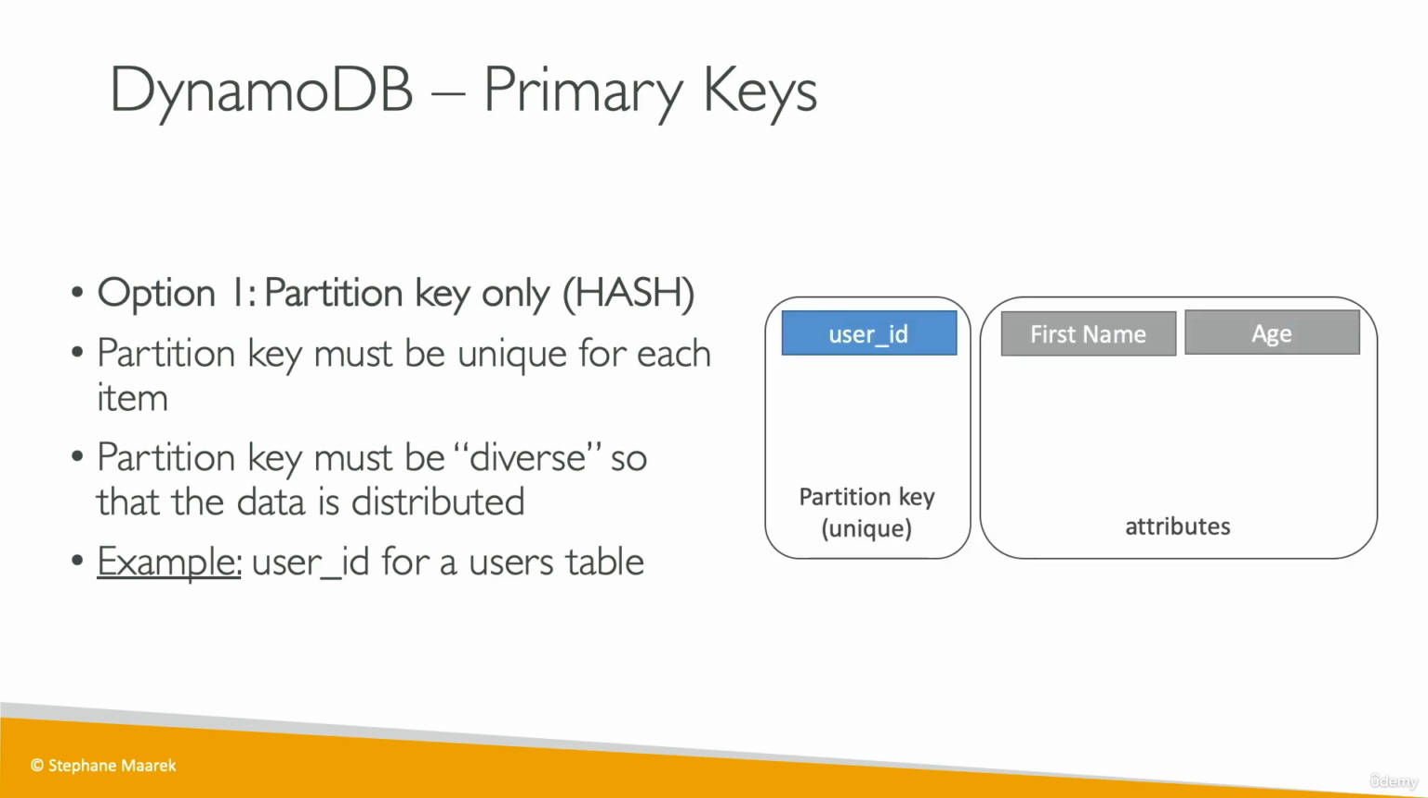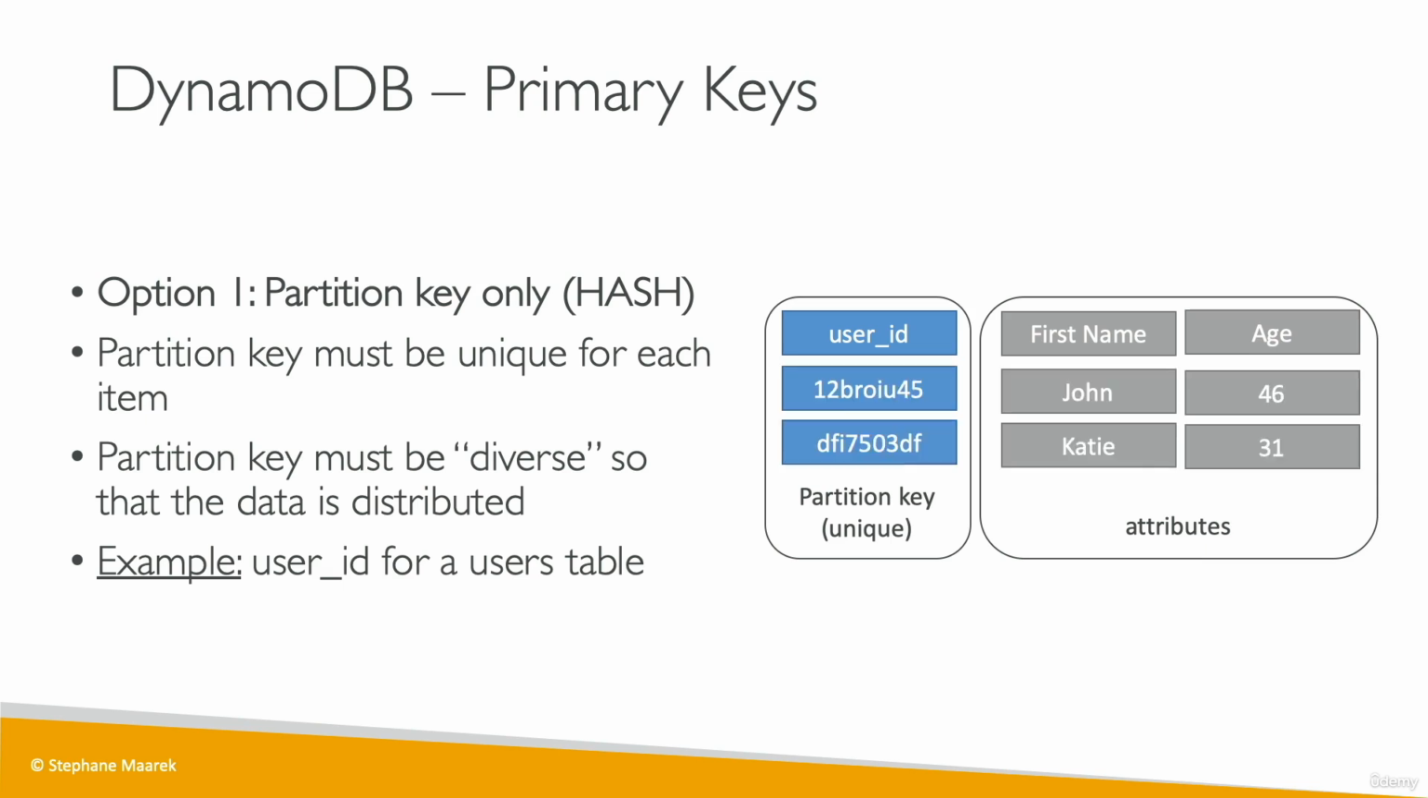So we'll have the partition key, and then we'll have a bunch of attributes such as first name and age. And this gives us the kind of users like this. So for John, there will be a user ID, and for Katie, another user ID. And so this user ID is great. We only have one. It's unique. So it's a great choice for a partition key.